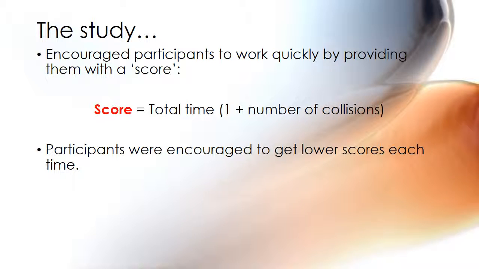One way to keep people honest, I guess is a good way to put it, to work quickly and give them the quickest time possible would be that they gave everybody a score. So the score was a total time multiplied by 1 plus the number of collisions that they had with the obstacle if they couldn't get around it. So they had the participants continue that over and over, and they were encouraged to get a lower score each time. So that, of course, fed into people's a little bit more competitive nature in order to get the best score.